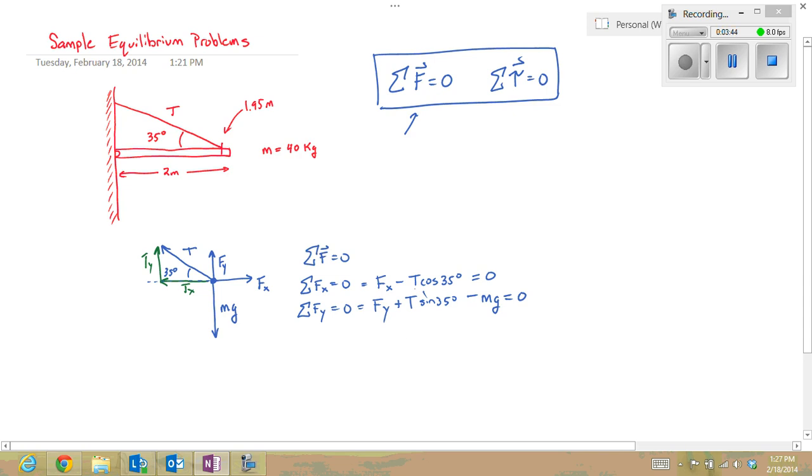You'll notice I have several unknowns. I have an Fx, an Fy, and a T. Those three unknowns, I better have three equations. And where am I going to get that third equation from? Well, I'm going to get it from here. I'm going to get it from the torques.